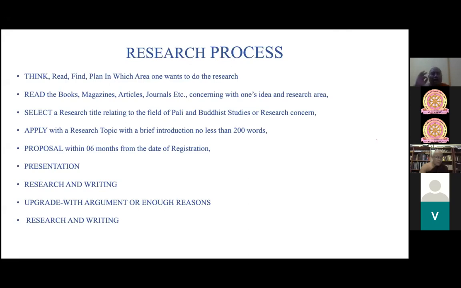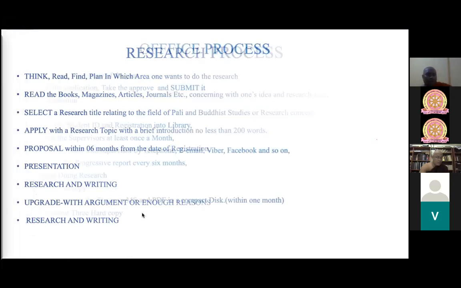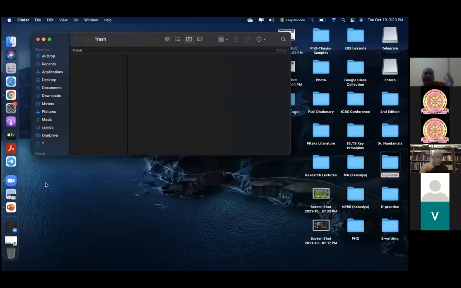think about it. What are you going to do? In which area are you going to do your research? And not only that, you also have to think about the department, institute or university. You have to think about them too. Otherwise, you will face such questions, and then maybe your research will be denied by the scholars and lecturers. Okay. Then after you think about it and you have the idea and area, you have to read some books and magazines, and then find the title.